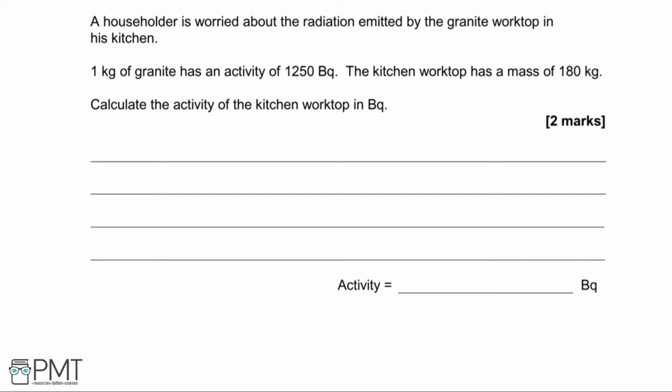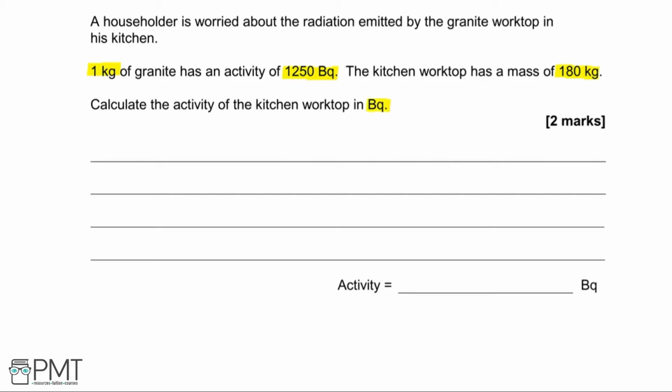A householder is worried about the radiation emitted by the granite worktop in his kitchen. 1 kilogram of granite has an activity of 1,250 becquerels. The kitchen worktop has a mass of 180 kilograms. Calculate the activity of the kitchen worktop in becquerels.